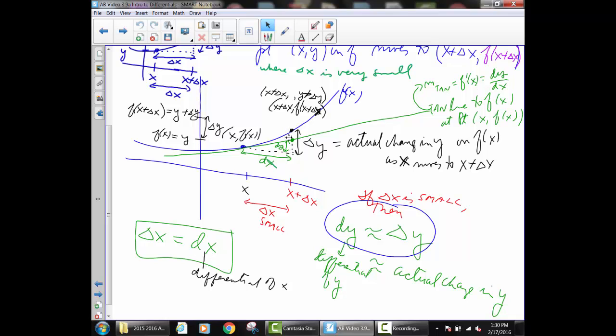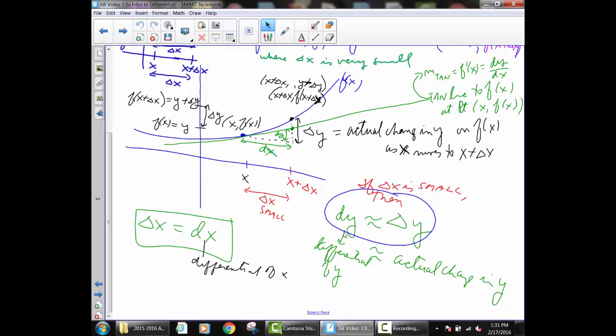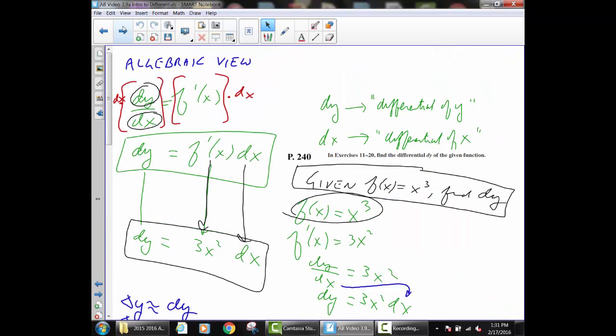And you can see that the smaller and smaller delta x is, the closer and closer these 2 points are to the blue point. And you can see the height of the black point would be very close to the height of the green point. So what happens is your height dy and your height delta y, as you move closer and closer to the point of tangency, are very, very close together. So dy by itself, just dy, is called the differential of y. Delta y, of course, is the actual change in y.